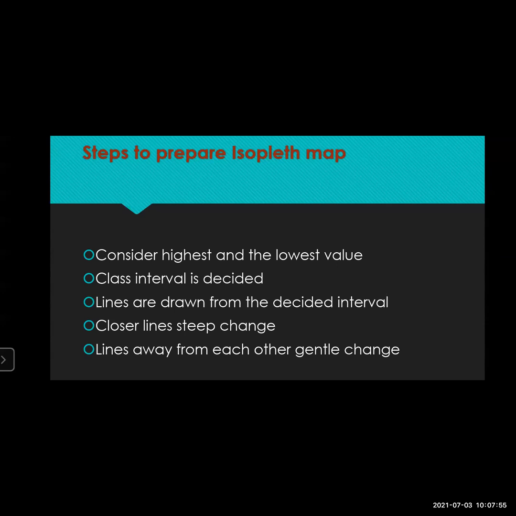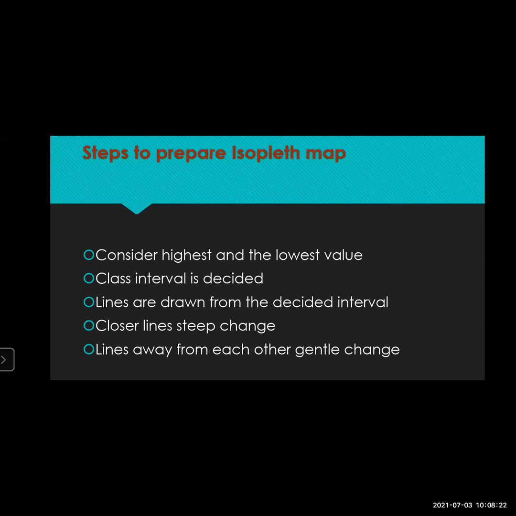Then what is the next step? Lines are drawn from the decided intervals, which means the locations of the same values are joined. We have seen in the previous slide, the locations were joined 800 to 800, 900 to 900. Which means the places which are showing the same values are joined. So this is your third point.